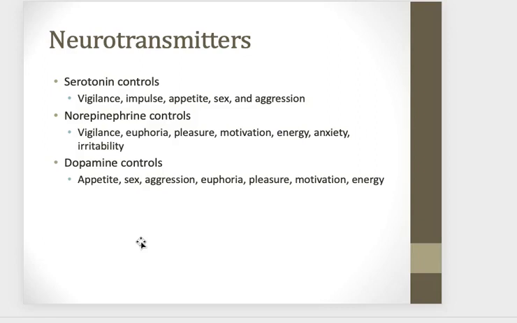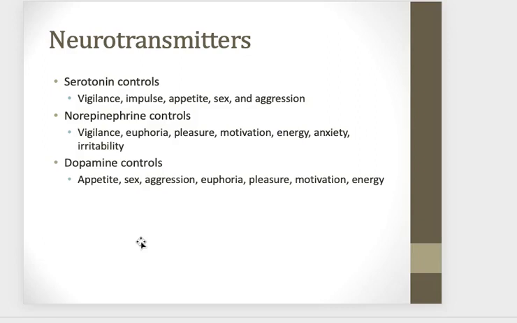So the big three we're going to talk about right now. Serotonin, it controls vigilance, impulse, appetite, sex, and aggression. And you're going to see there's going to be some overlap in these. Norepinephrine is vigilance, euphoria, pleasure, motivation, energy, anxiety, and irritability. And dopamine is appetite, sex, aggression, euphoria, pleasure, motivation, and energy.